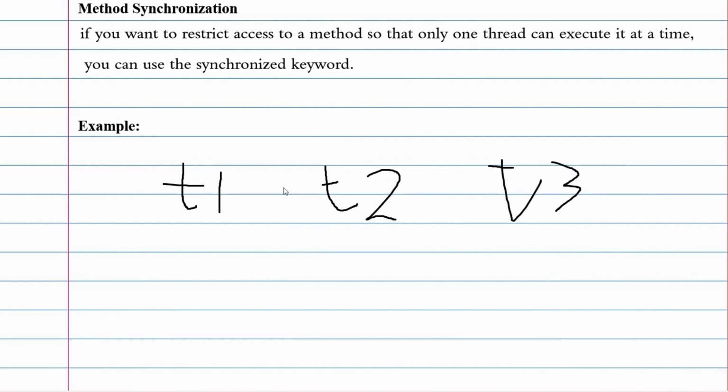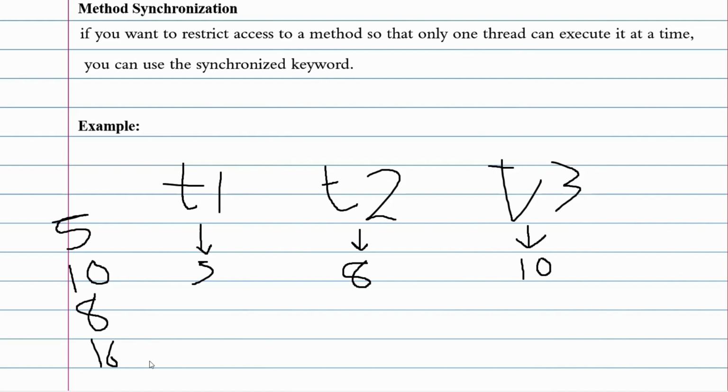So we have three threads, and the task of T1 is to print the table of 5. The task of the T2 thread is to print the table of 8, and the task of T3 is to print the table of 10. As we know, when we start threads, we will get random data, so there is no use of that data. If we make a method synchronized, then at a time one thread will be executed.